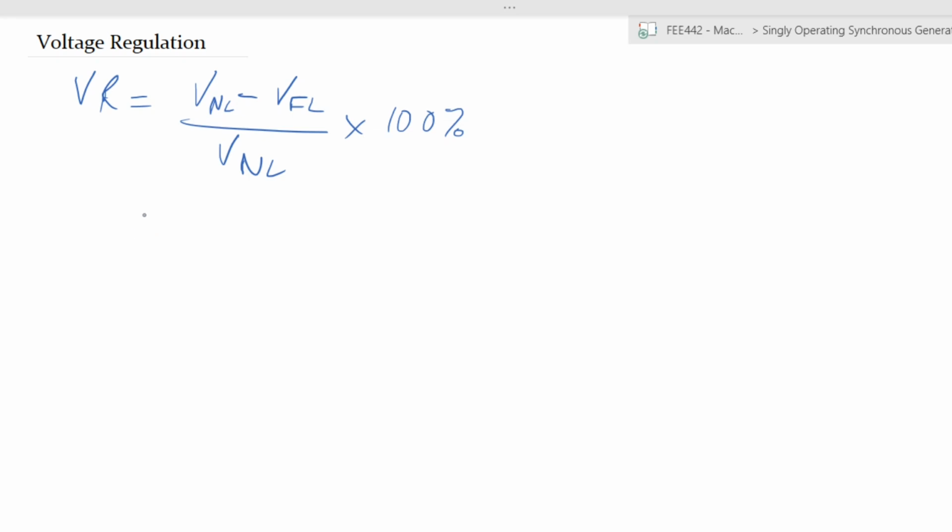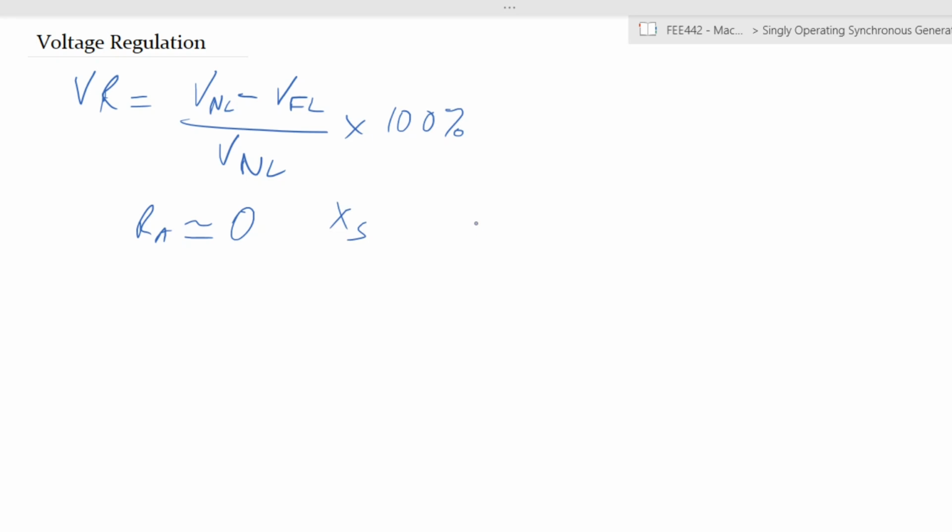For purposes of this discussion, we will say the internal resistance, or the resistance of the armature windings, is roughly 0. To simplify the calculations a bit, we will only be considering the property of synchronous reactance.